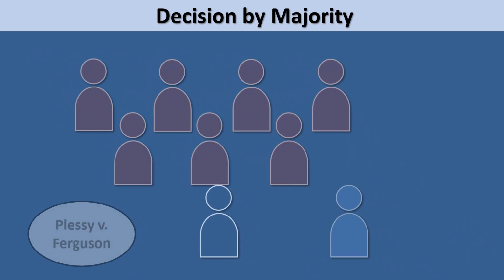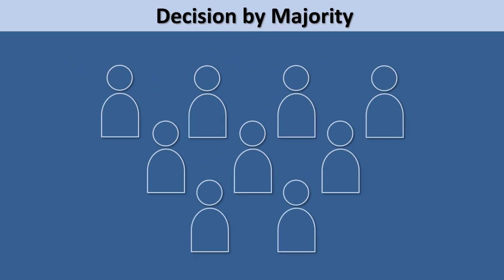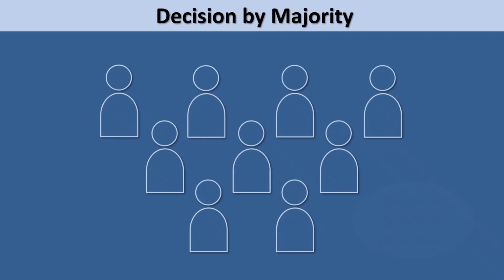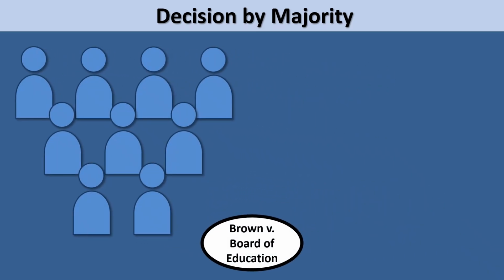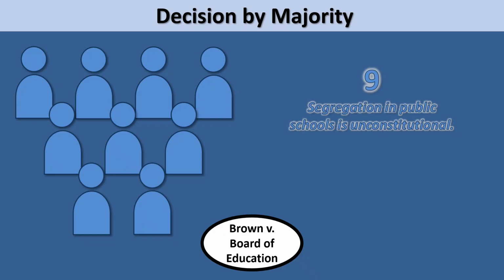When the 9 justices serving on the Supreme Court about 60 years later considered a similar issue, they came to the opinion that segregation in public schools is unconstitutional. In Brown versus Board of Education, there was no disagreement among Supreme Court justices. All 9 had the same opinion, which meant that the decision was not only by majority, but unanimous.